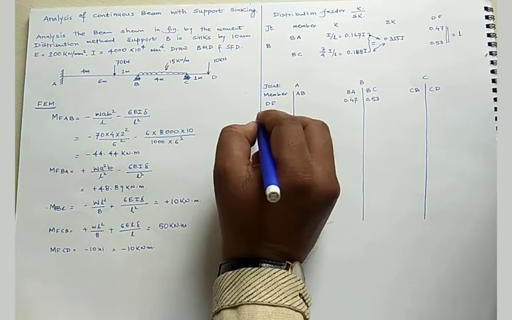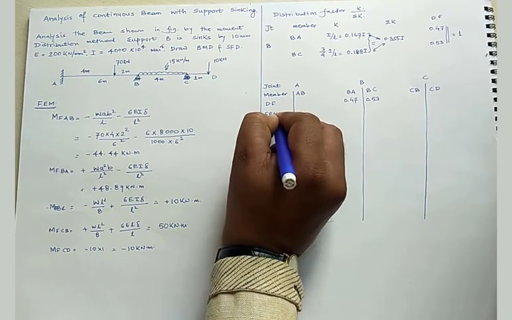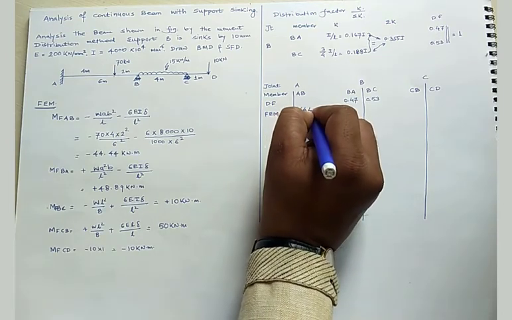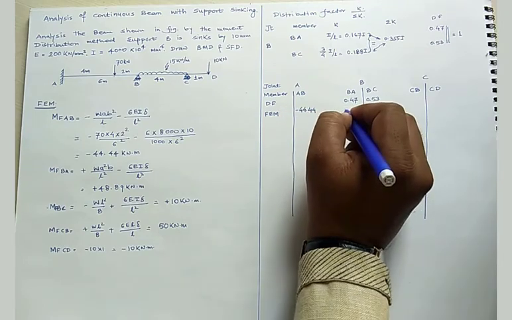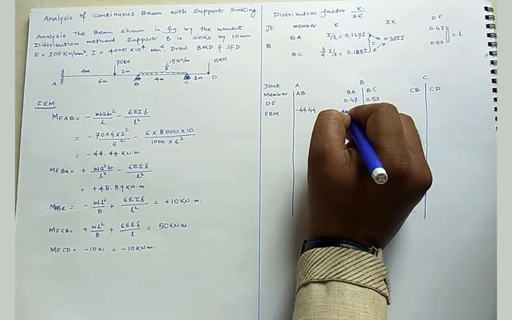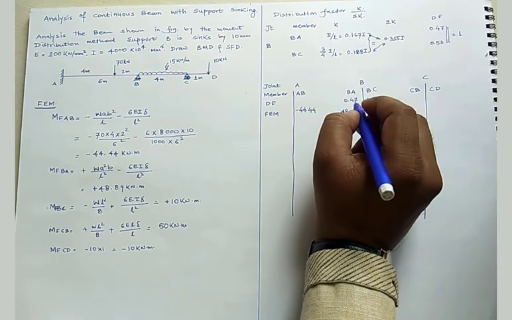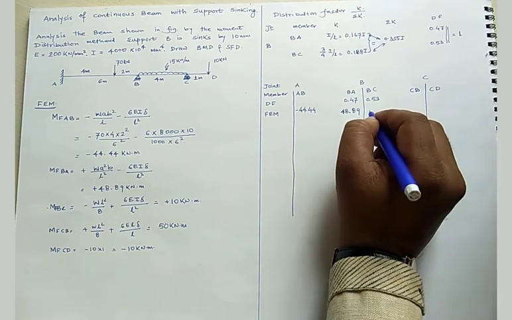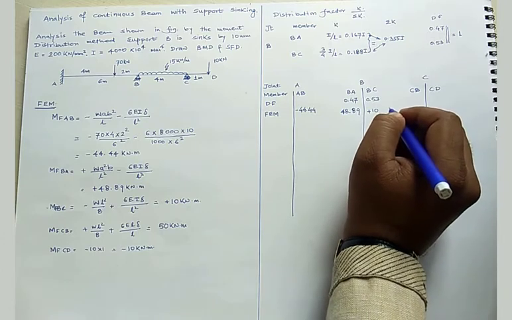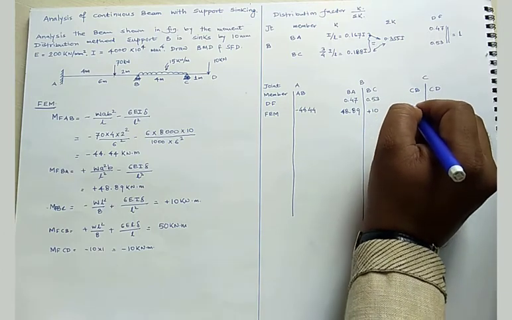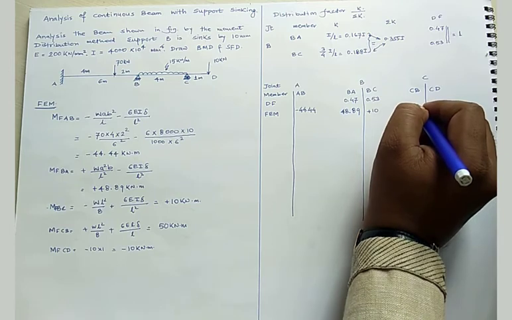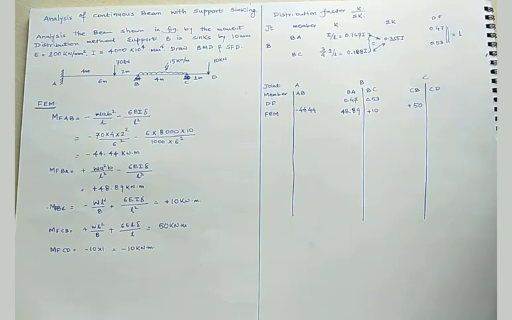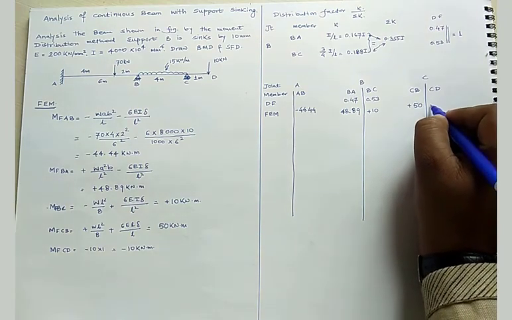Now we have to write the fixed end moments. Fixed end moment AB we have calculated as minus 44.44. BA we have calculated as 48.89. Fixed end moment BC plus 10. Fixed end moment CB is plus 50, and fixed end moment CD is minus 10.